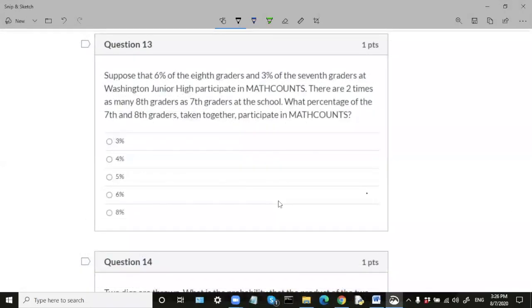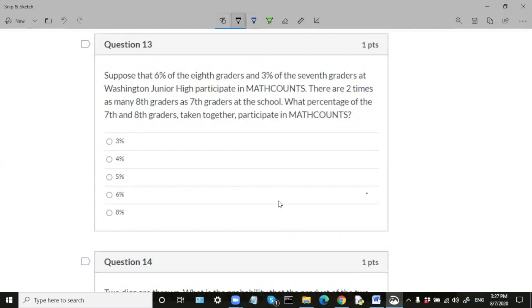Problem 13. Suppose that 6% of the 8th graders and 3% of the 7th graders at Washington Junior High participate in Mathcounts. There are 2 times as many 8th graders as 7th graders at the school. What percentage of the 7th and the 8th graders taken together participate in Mathcounts?